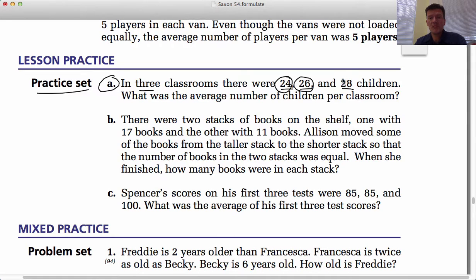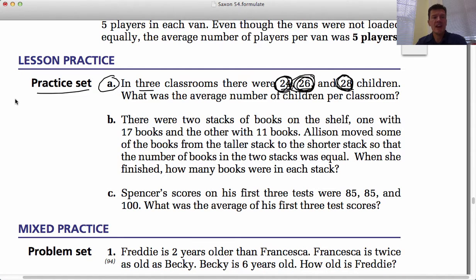24, 26, 28. If you look at this, 28 is the largest number, 24 is the smallest number, and 26 is in between 24 and 28. So if I was to just guess, just estimate, I might say that the central number, kind of a middle number, is maybe 26. That's my estimation. It's in between 24 and 28. Well, let's see if that's true.